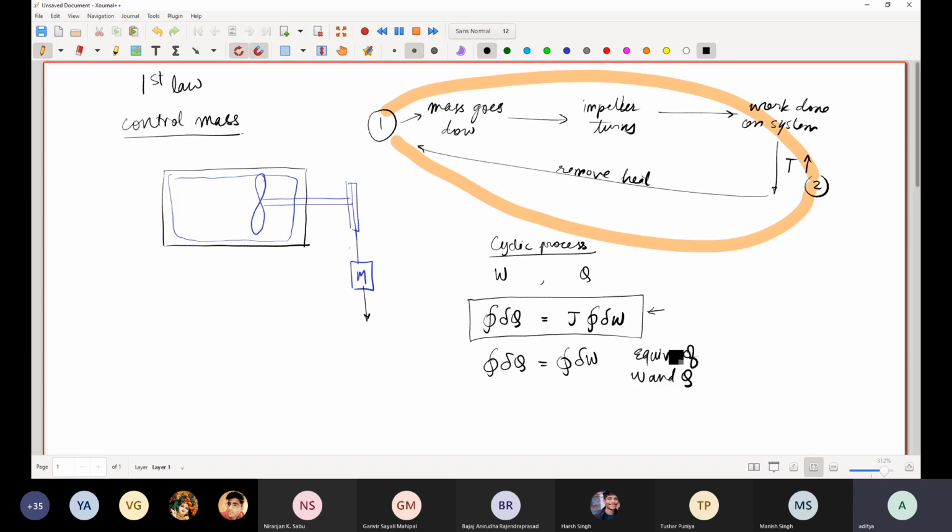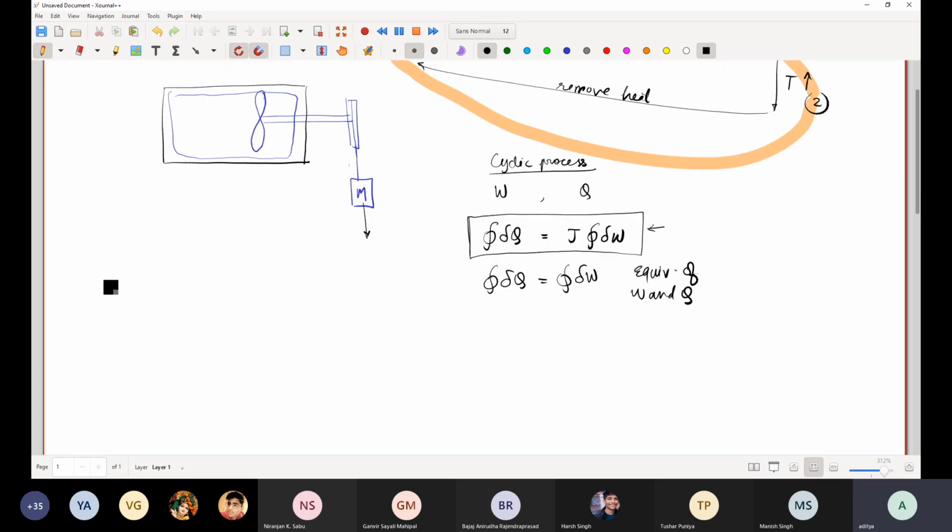Okay, this is the first important point. Now, with this in mind, we can go ahead and write down the first law for a change of state of a control mass. So remember, we're dealing with control mass and we're dealing with a cyclic process. So for a cyclic process, this is true. Now with this information, we're going to try to derive something for a non-cyclic process as well.